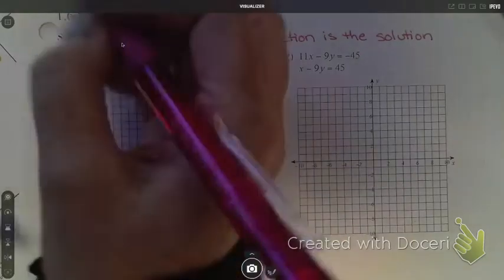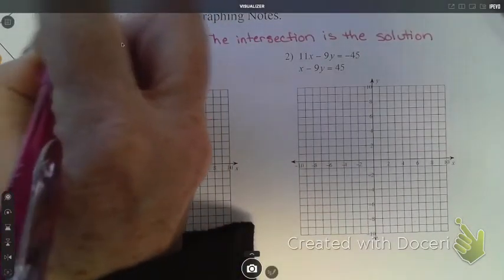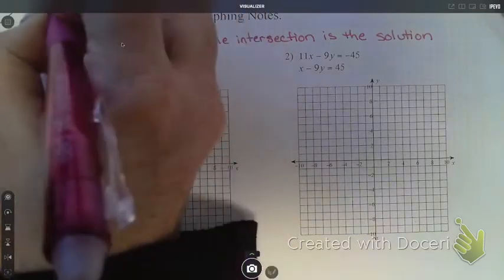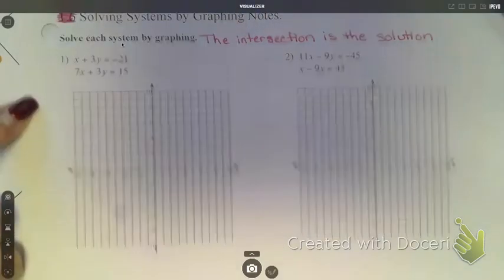So this is not 1-6. This is 3-2. You want to change that to 3-2, guys? Yeah, will in a minute. It's 3-2.